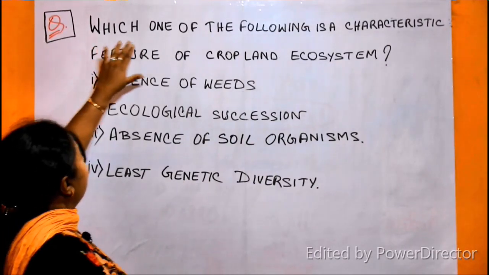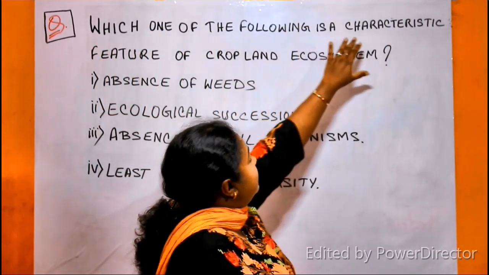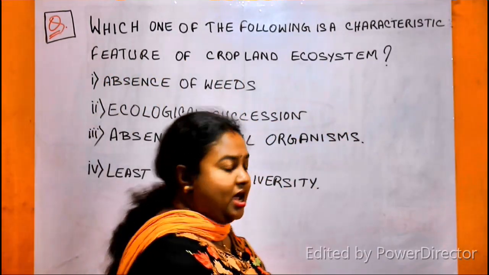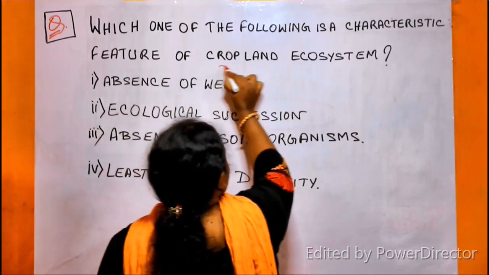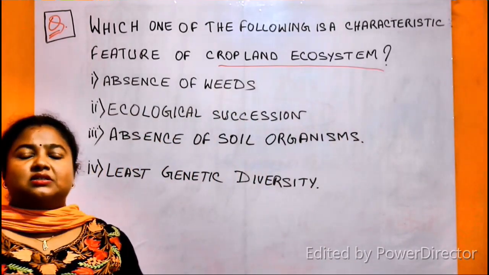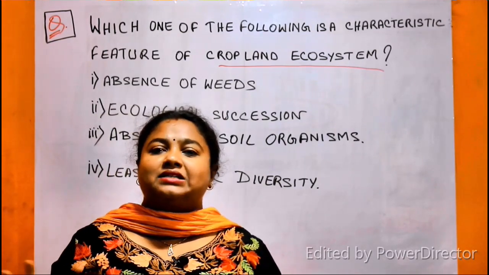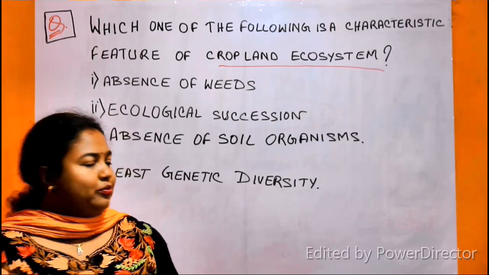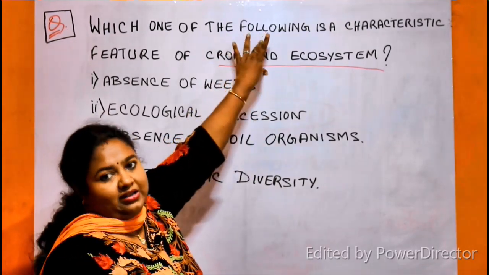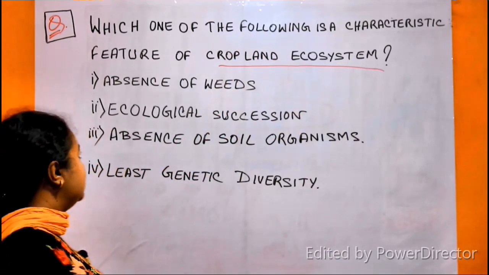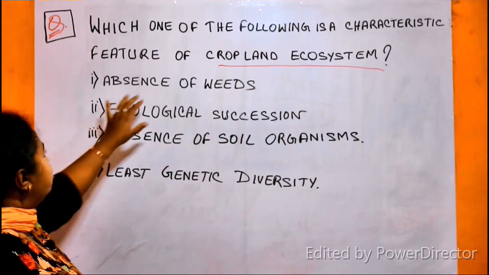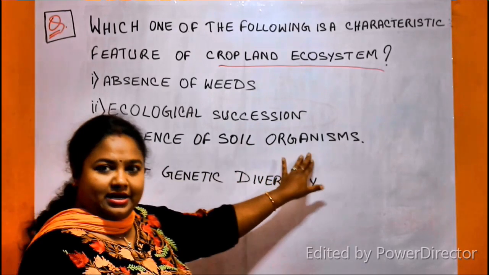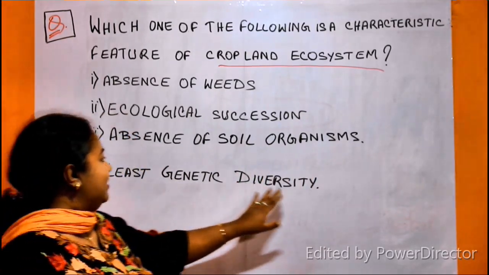Now the question is, which one of the following is a characteristic feature of cropland ecosystem? Now what is cropland ecosystem? Cropland ecosystem is an ecosystem created by us, where we are cultivating a particular crop or one or two crops, like in mixed cropping, intercropping. This is a man-made ecosystem. We are creating this ecosystem. So these are the options: absence of weeds, ecological succession, absence of soil organism, and least genetic diversity.